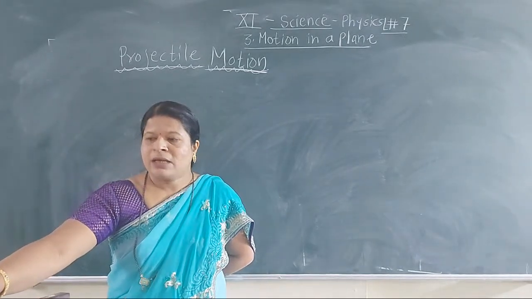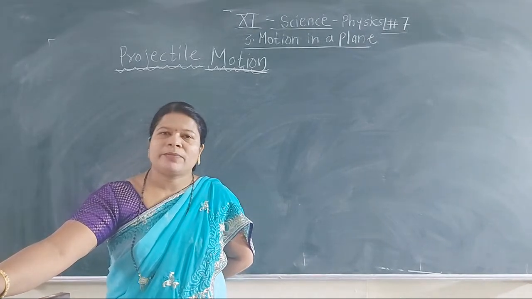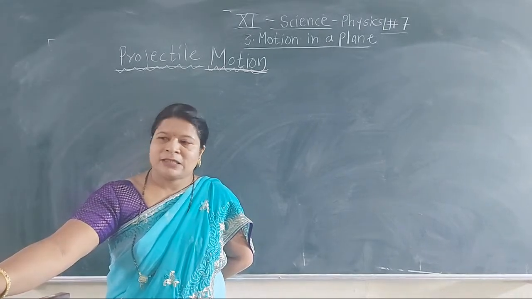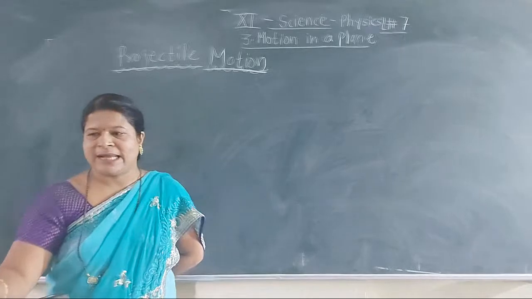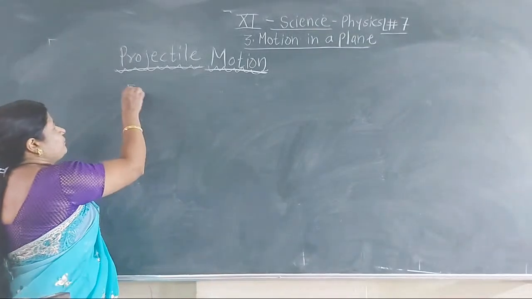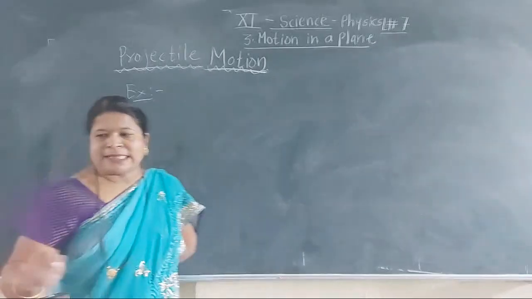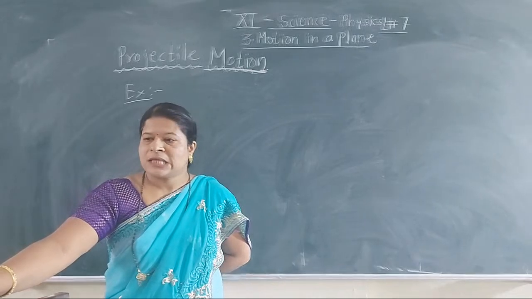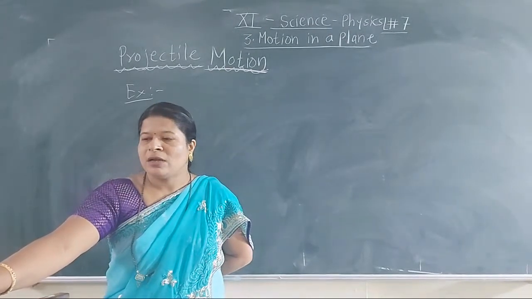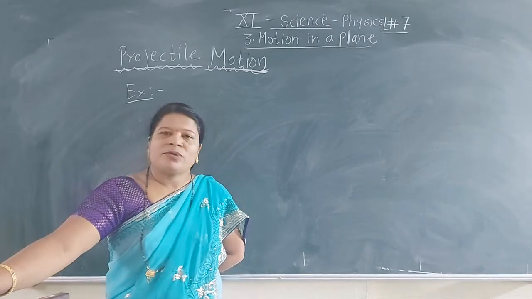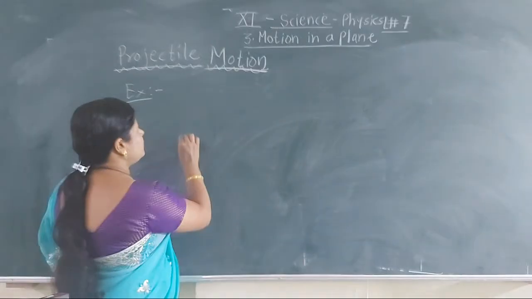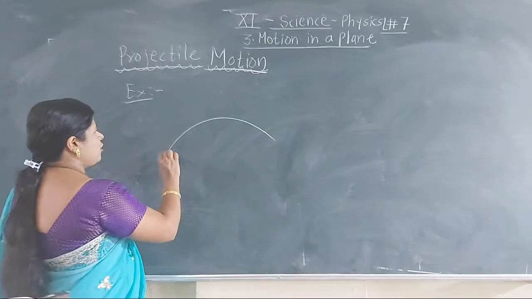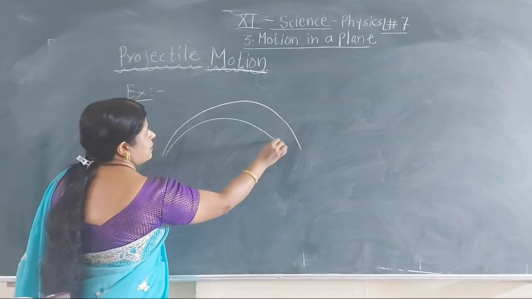I read again. Any object in flight after being thrown with some velocity is called a projectile, and its motion is called projectile motion. For example, children throw a stone towards trees, and a basketball player throws a ball towards the basket. The motion of the ball or the stone is like this.